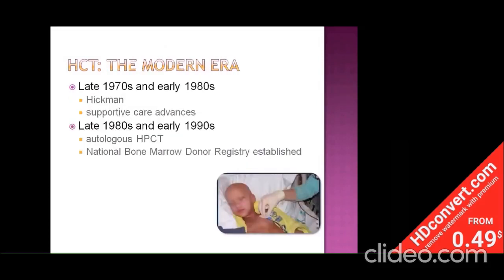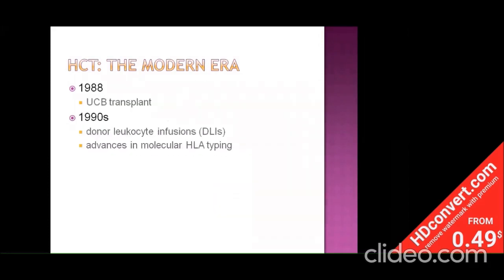In the 1970s and early 80s, Hickman catheter and supportive care were identified, and autologous transplant was done in the 1980s and 90s. The national bone marrow donor registry came in the same period, 1980 to 90s. In 1988, the first umbilical cord blood transplant was done, and in the 1990s, DNA-based advanced molecular HLA typing was introduced.